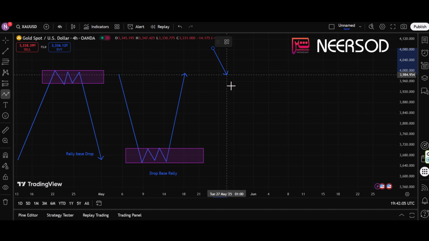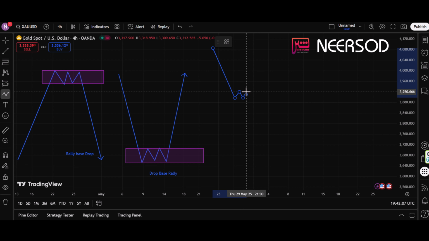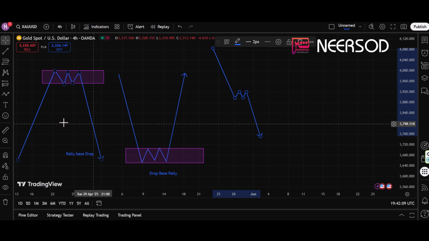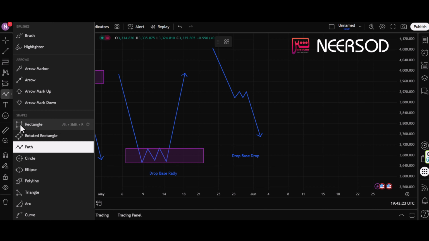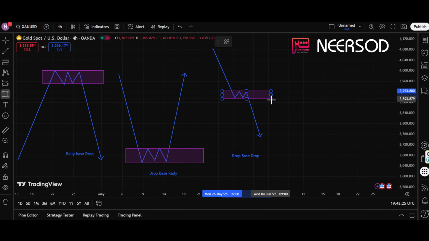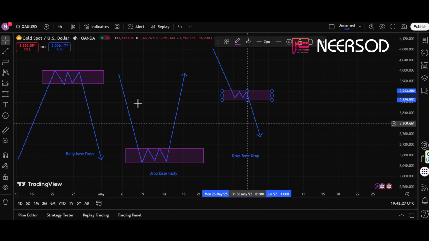The price drops with momentum, then rests and forms a base, and continues its bearish leg. This is called drop base drop, and the base candles are considered a supply zone. On the pullbacks, we can look for sell opportunities.